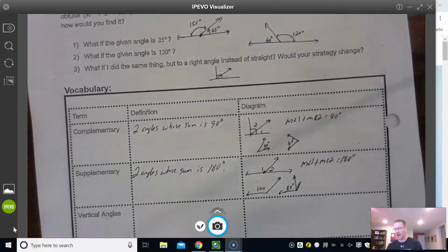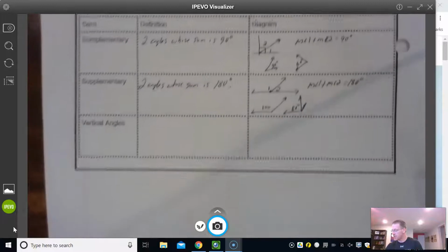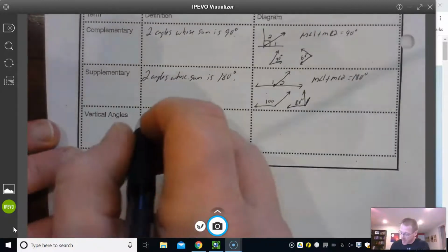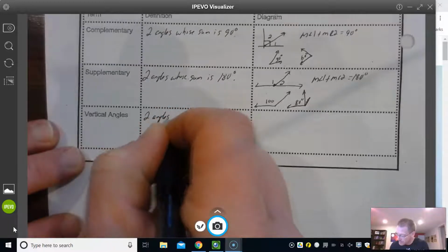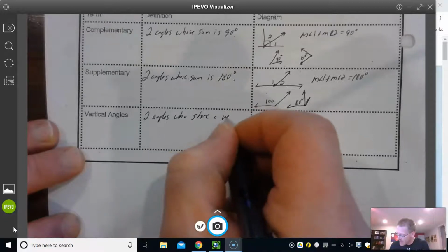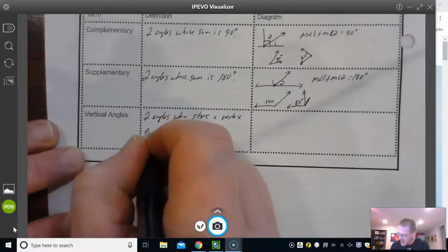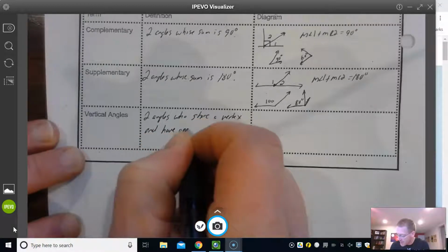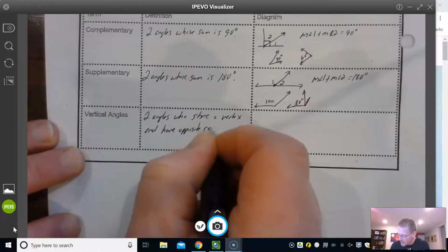So now, vertical angles. We're going to see this in just a moment, but I'm going to go ahead and give you the definition now. Vertical angles are two angles who share a vertex and have opposite rays.